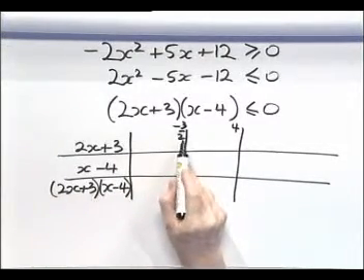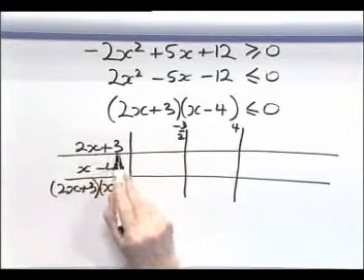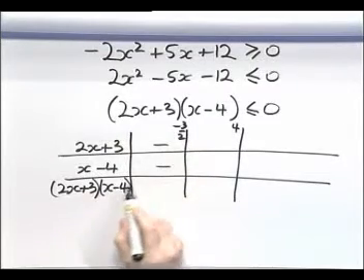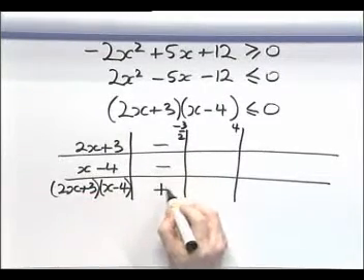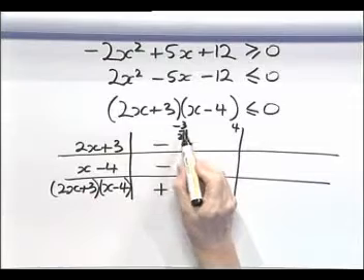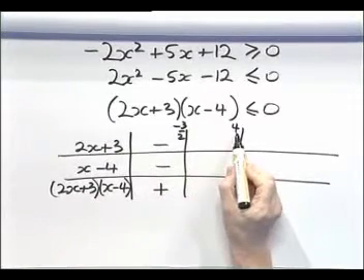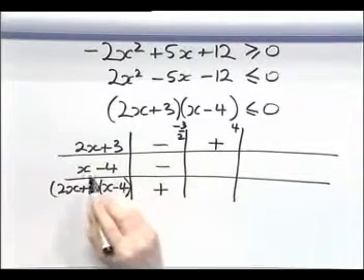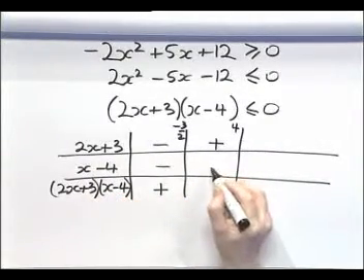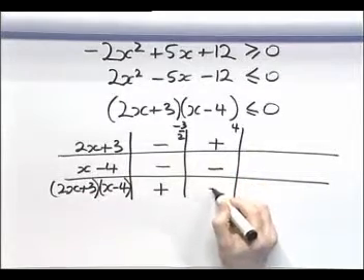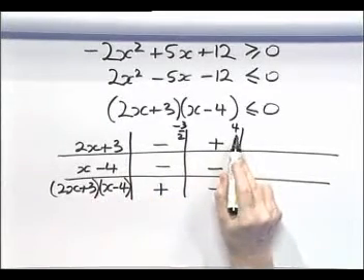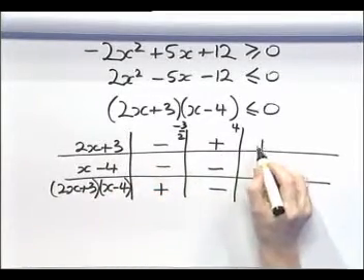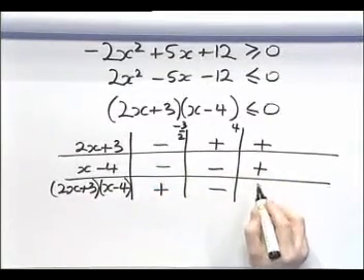When x is less than minus 3 over 2, both 2x plus 3 and x minus 4 are negative, so their product is positive. When x lies between minus 3 over 2 and 4, 2x plus 3 is positive, but x minus 4 is still negative, so their product is negative. When x is greater than 4, both 2x plus 3 and x minus 4 are positive, so their product is positive.